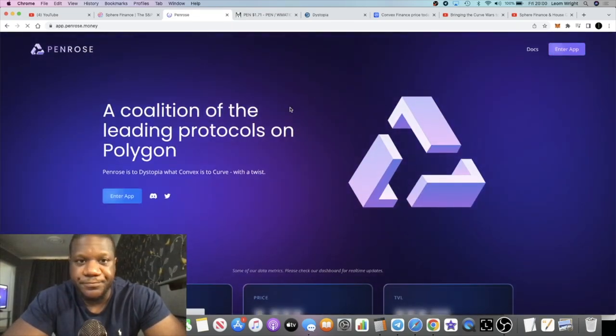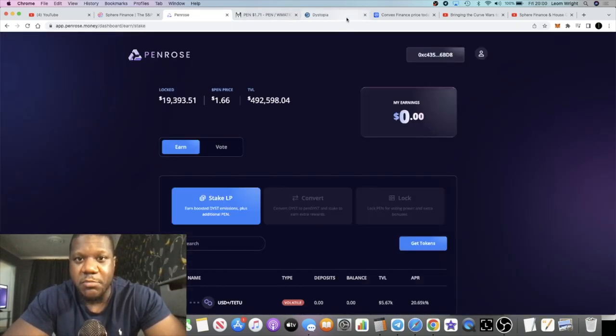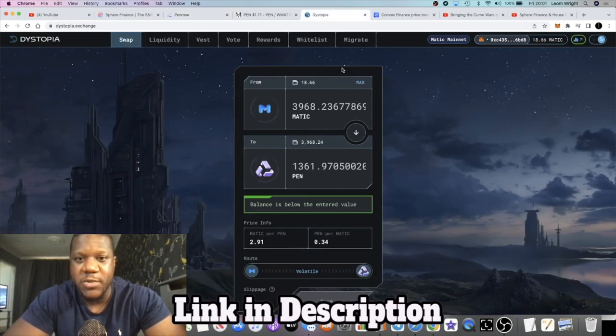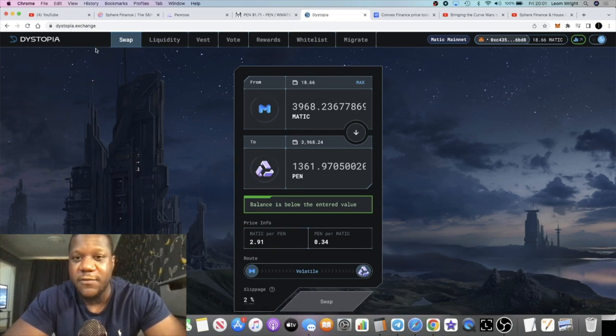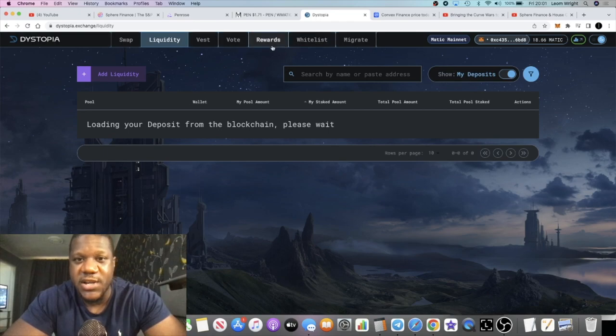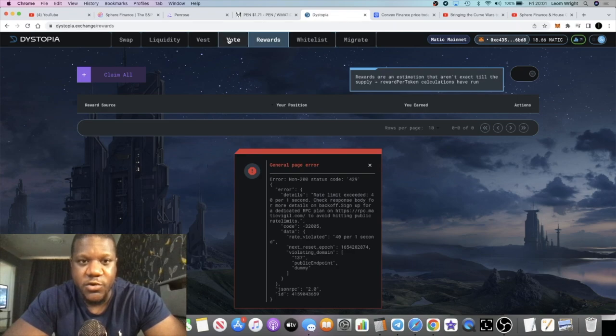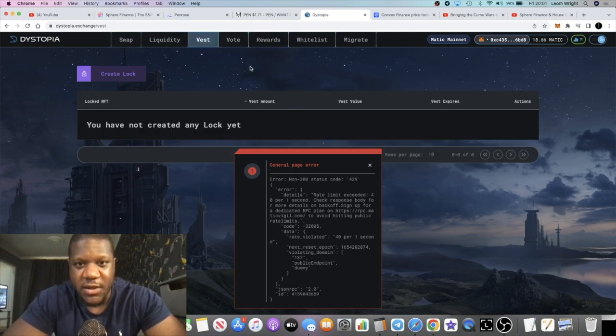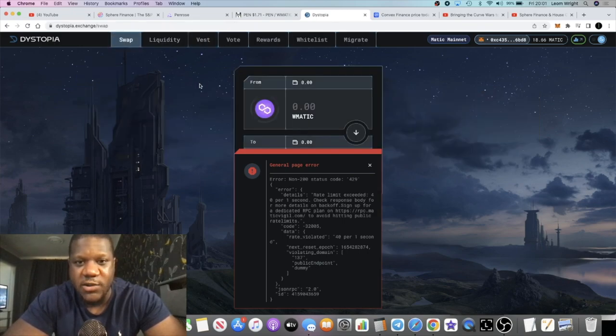If we look at the dApp, first of all, you can buy Penrose on Dystopia. Dystopia has already been working for a couple of weeks, and you can provide liquidity and get yield on this. If we go to the staking page, where is it? I haven't used this myself personally. I've used it just to buy the Penrose token, so I'm not sure how to work it at the moment.